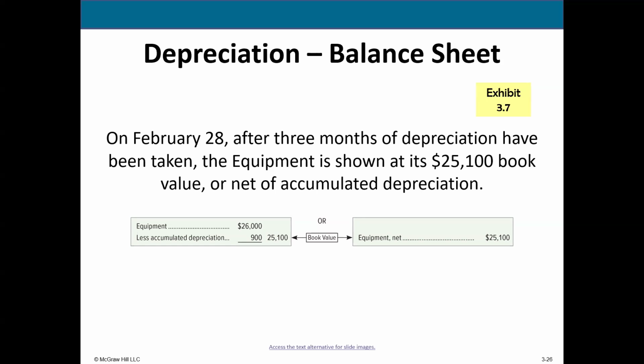That's how depreciation works in a very general sense. I don't want you to worry too much about it right now because we will go deeper on that concept in future weeks.